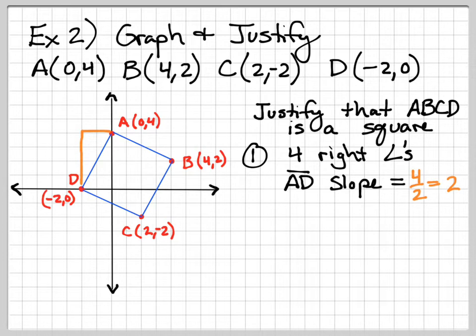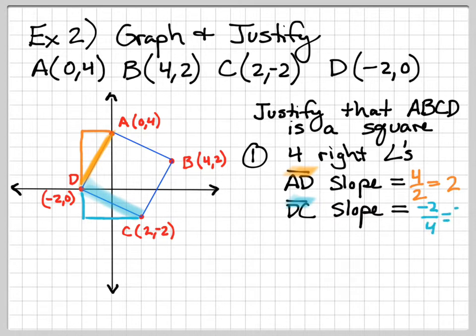Likewise, let's find the slope of DC. Okay, and the slope from D to C, I can see goes negative 2, down 2 over 4. So we're talking about this segment from here to here. And the slope of that is negative 2 over 4, which reduces to negative 1/2.